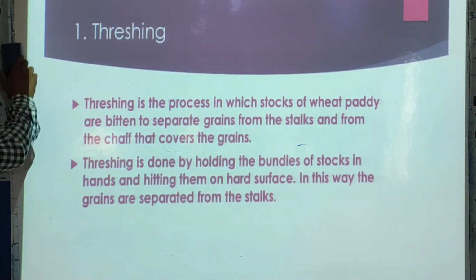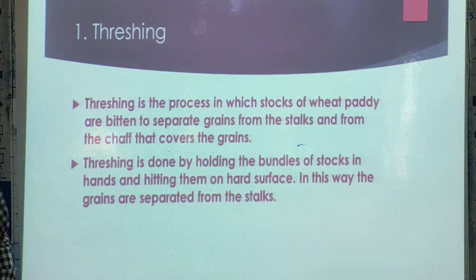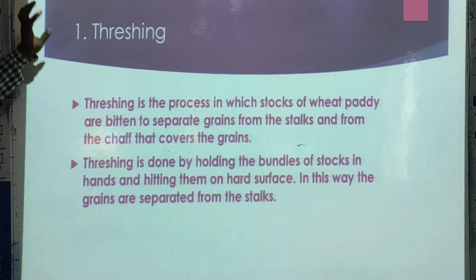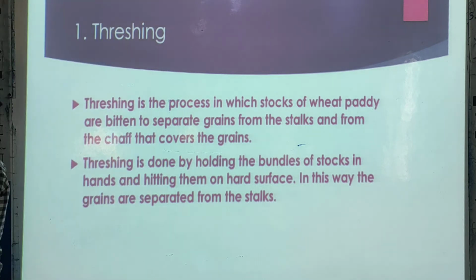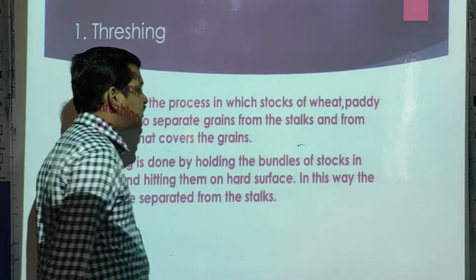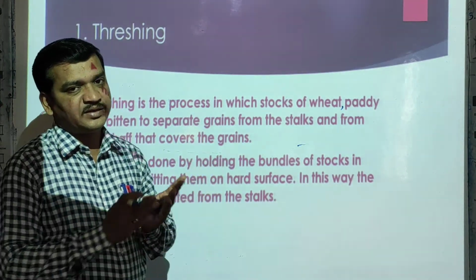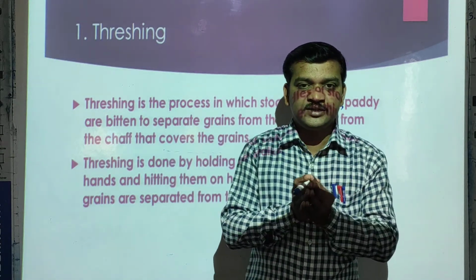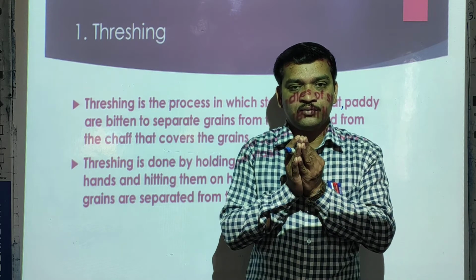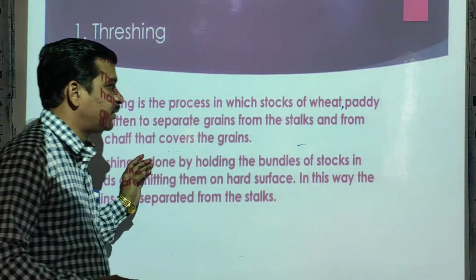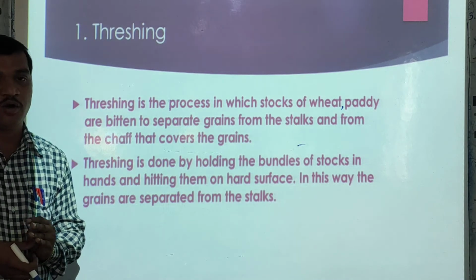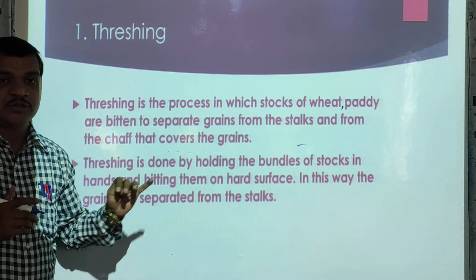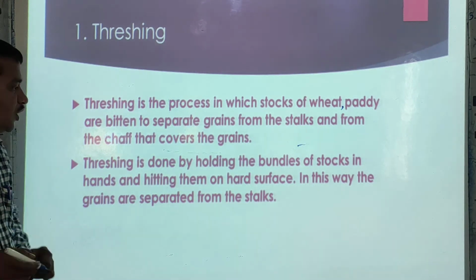Now the first method is the threshing method. Threshing method is very helpful. So threshing is the process in which stalks of wheat and paddy are beaten to separate out the grains from the stalk. Threshing is a common method which is already done in the farm, and in this method the grains are separated from the stalks with the help of hammering or beating. So this method is specially used in the field or the farm.